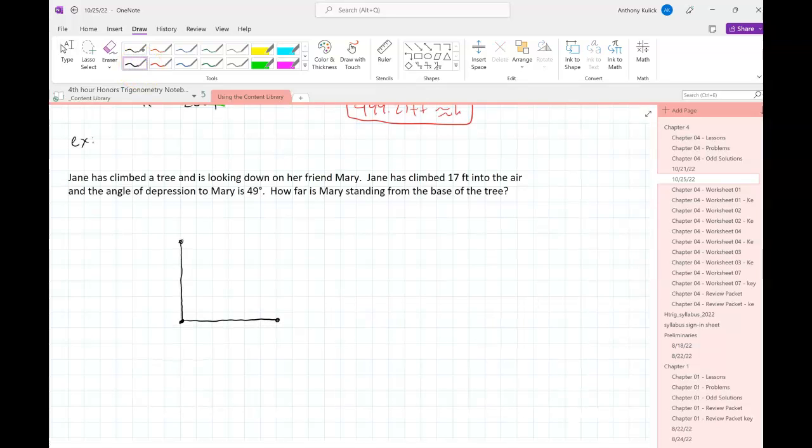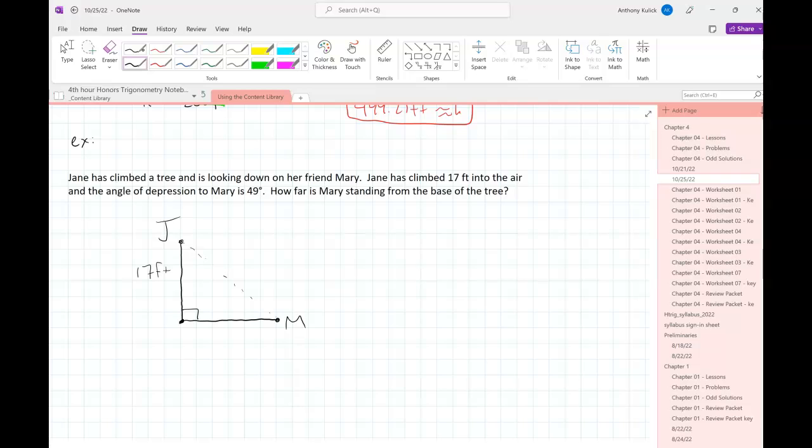All right. So here's Jane. Here's Mary. We're looking down at us. Again, tree and the ground, what can I assume? Right angle. Yeah. Most of the time that's the case. We know that Jane's 17 feet up in the air, so that side is 17. Where does the 49 go? Up top, right? I think.